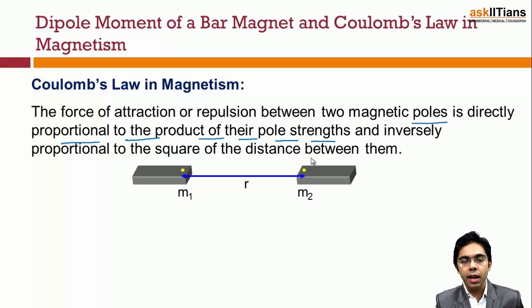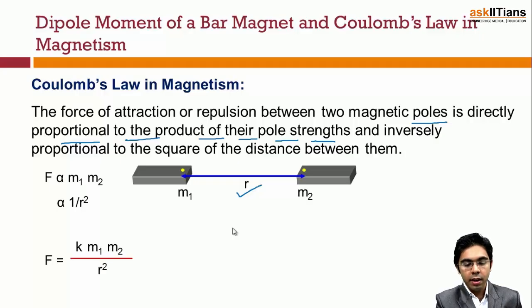So what do we say? That this force of attraction or repulsion between two magnetic poles is directly proportional to the product of their pole strengths and inversely proportional to the square of the distance between them. This r is the distance between them. Numerically, force is directly proportional to m1 into m2, and force is inversely proportional to r square. So therefore what can we write?